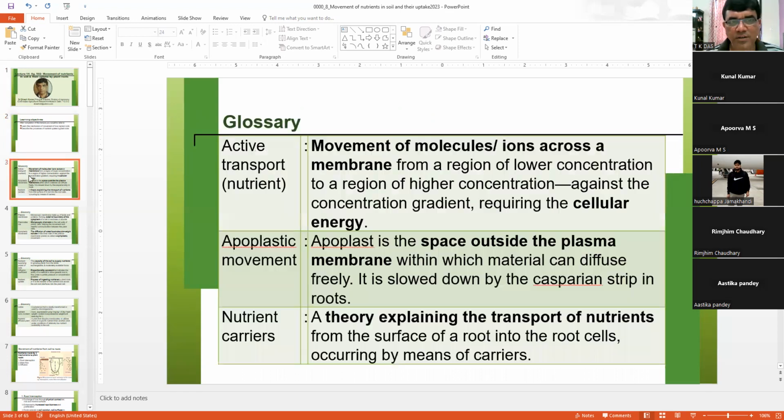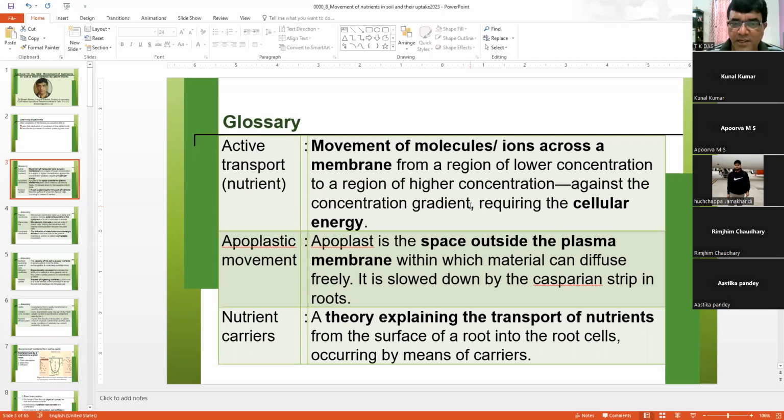So these are the two clear-cut objectives, and there may be active transport of nutrients and there may be passive transport of nutrients. Active transport of nutrients or ions is the movement of molecules or ions across a membrane from a region of lower concentration to a region of higher concentration, against the concentration gradient, and then you require cellular energy. So with the help of energy, the nutrients can move from lower concentration towards higher concentration. And you have apoplastic movement and symplastic movement.